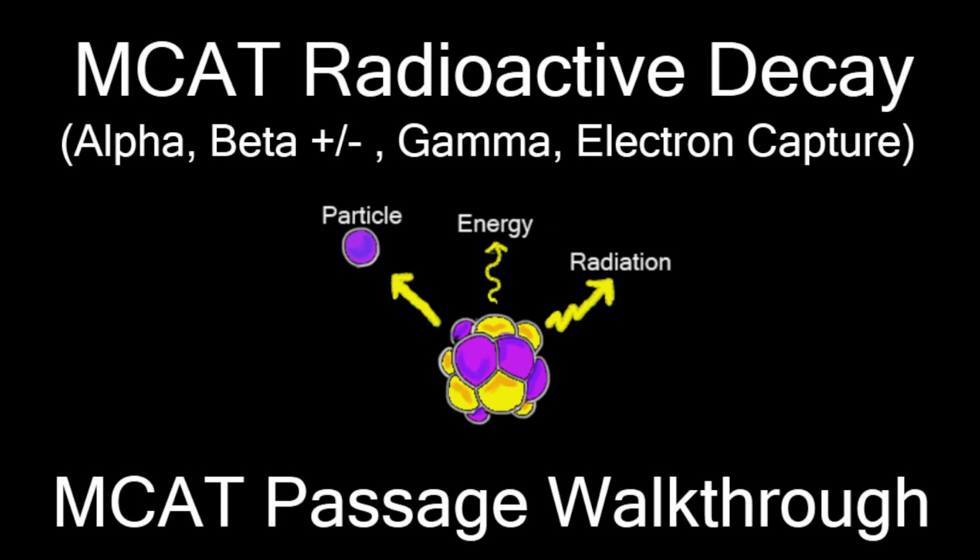In this video, we will work through an MCAT-style passage focused on radioactive decay and its different types. I will read the passage and the accompanying questions. If you prefer to read the passage on your own, feel free to pause the video, read through the passage carefully, create a passage map, and attempt each question before reviewing the solution. Without further ado, let's get started.